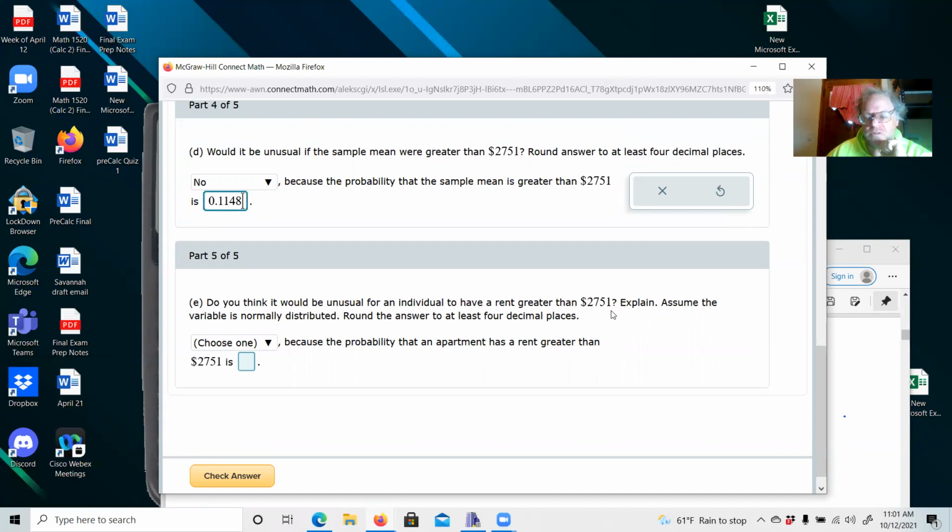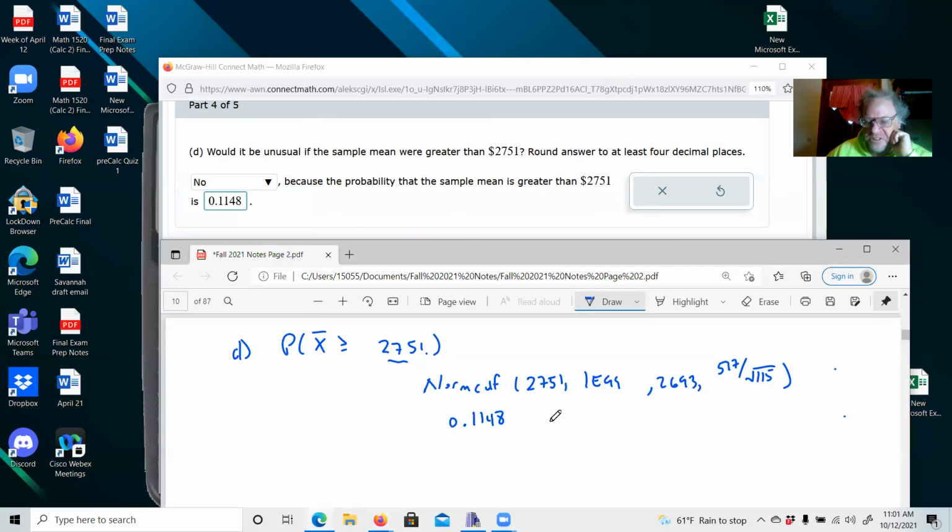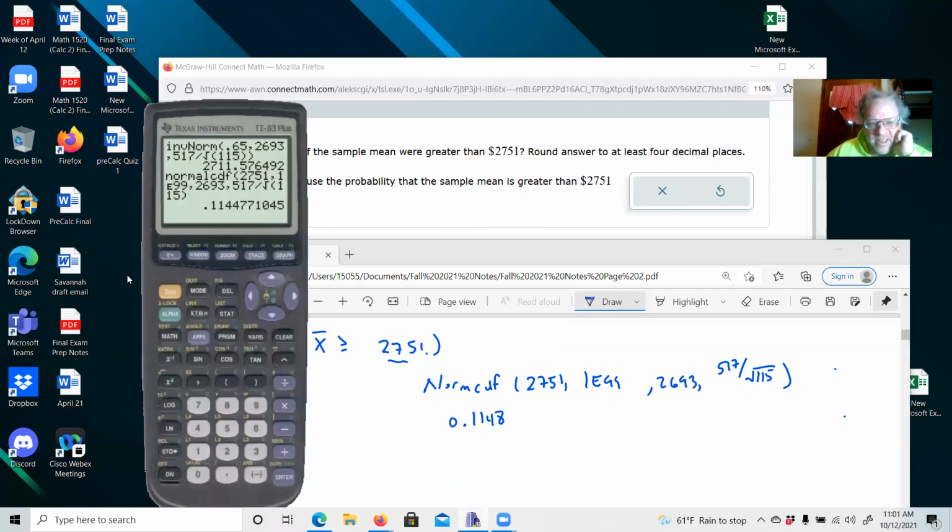Do you think it would be unusual for a rent greater than 2,751? This is an individual. Notice they say to assume the variable is normally distributed. If they didn't tell us that, we couldn't do the problem because we don't know what distribution this is. We're going to say distributions.